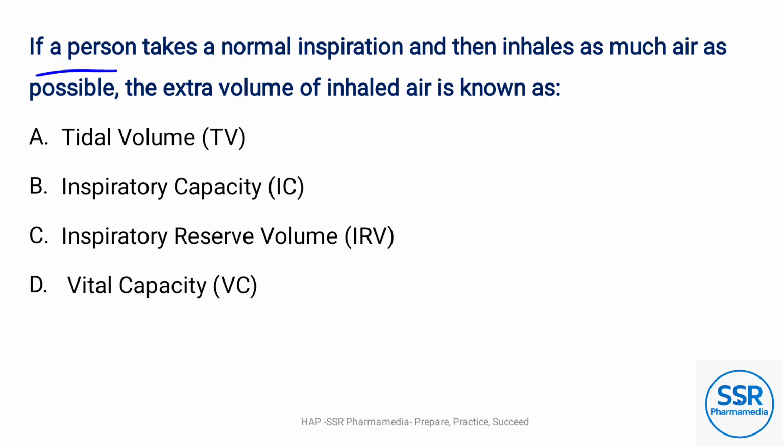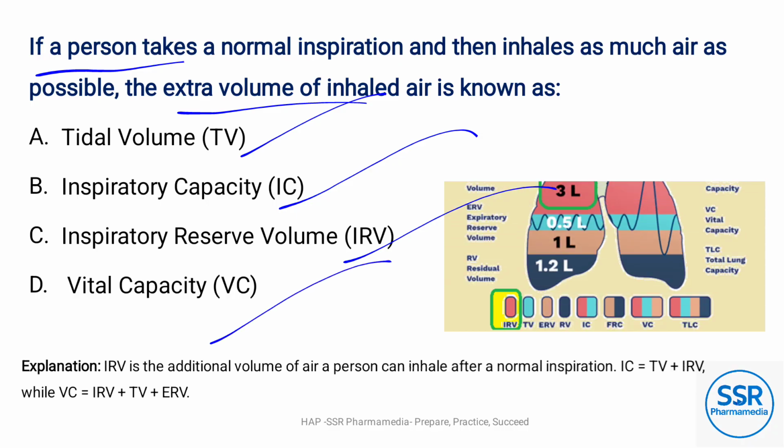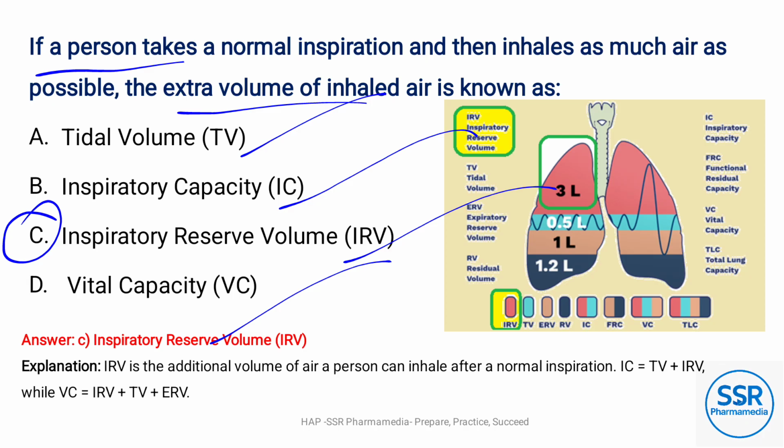Moving to the question. If a person takes a normal inspiration and then inhales as much air as possible, the extra volume of inhaled air is known as: option A, tidal volume; option B, inspiratory capacity; option C, inspiratory reserve volume; option D, vital capacity. So, the answer is option C, inspiratory reserve volume. Inspiratory reserve volume is the additional volume of air a person can inhale after a normal inspiration.